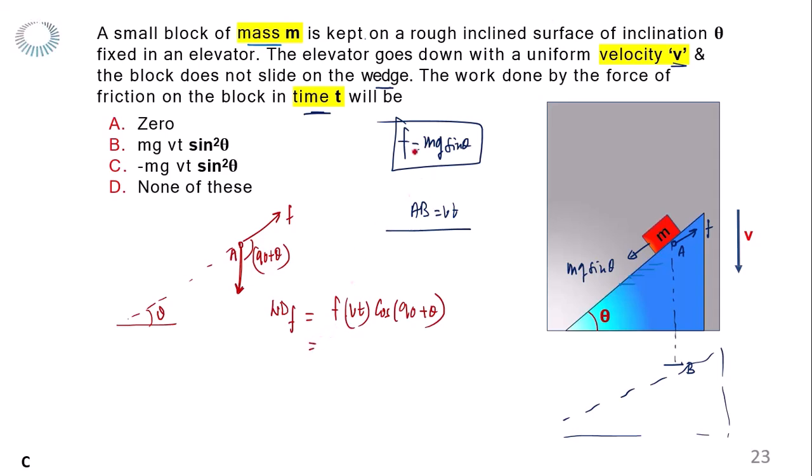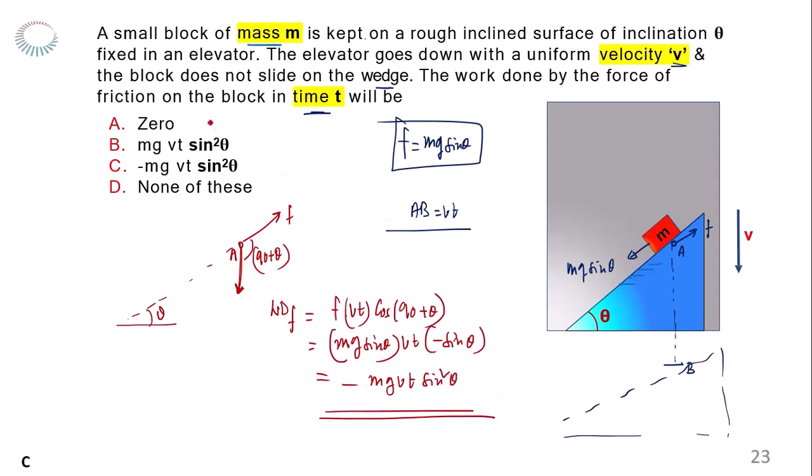So now put the value. F equals mg sin theta. Mg sin theta. And displacement is Vt. And cos of 90 plus theta is how much? Minus sin. Here we should write minus sin theta. So ultimately what we got? Minus mg Vt into sin square. That will be your answer.